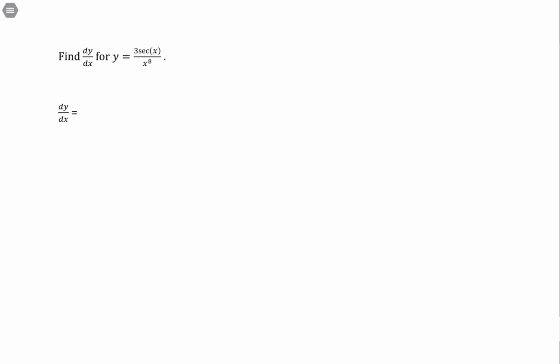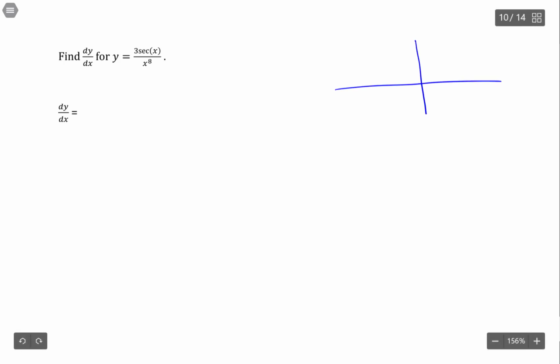Find dy/dx for y equals 3 secant x over x to the 8th power. All right, so here we have a quotient of two functions. So I'll set up the quotient rule for derivatives. The numerator is 3 secant x. The denominator is x to the 8th power.